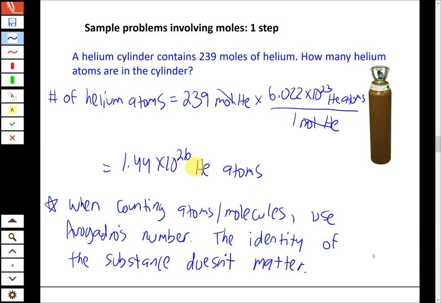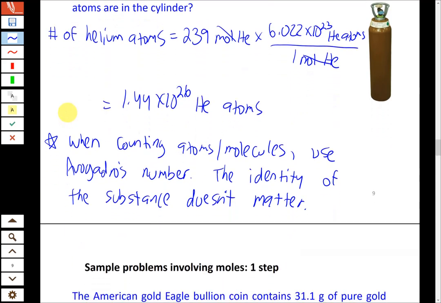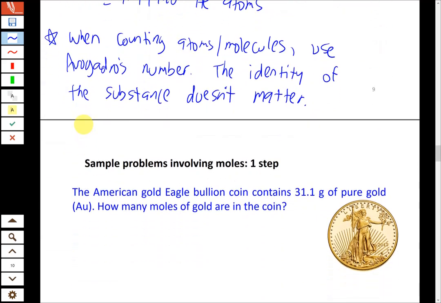So if it's an element, it's very often going to be atoms, but for other types of elements or for any type of compound, it's going to be molecules, and so you have to think about what that number means, but it's really the same number for all substances. Just the meaning is slightly different depending on what that substance is made of.